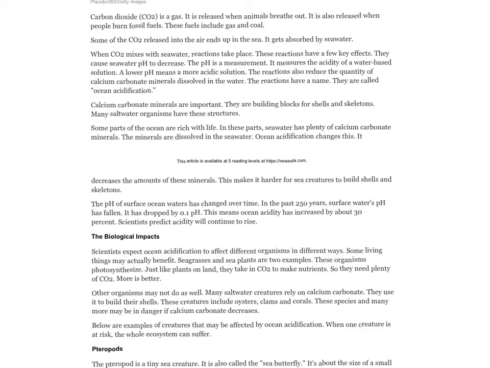So you should have recognized that when I asked the question, what key effects do the reactions have, you would highlight, if you're reading, they cause seawater pH to decrease. The pH is a measurement, tells you that, so that's not relevant. A lower pH is more acidic. These reactions also reduce the quantity of the calcium carbonate minerals dissolved in the water. Those are some key effects. They cause the pH to decrease, and they reduce the quantity of calcium carbonate minerals dissolved in the water. Okay, I'm going to continue reading now.